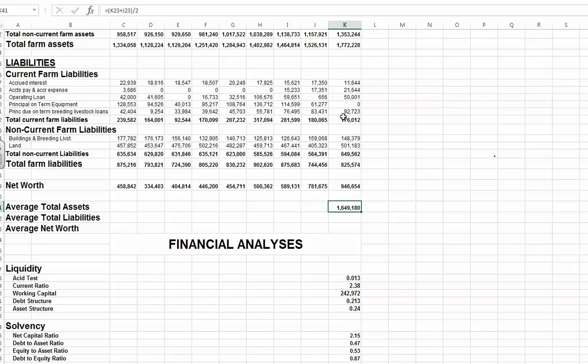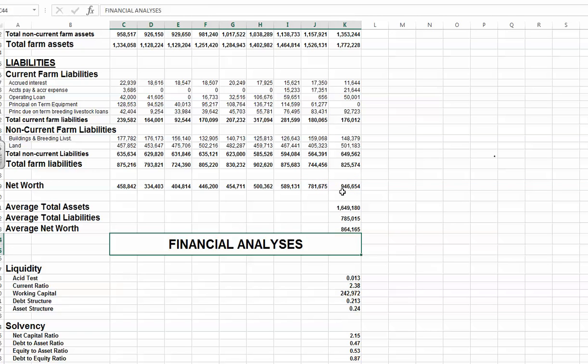So this number is simply the beginning of the year assets and the ending of the year assets added up and divided by 2. All right, I'm going to do the same thing for liabilities. This will be equal to, and I'll open parentheses this time, total farm liabilities at the end of the year, add total farm liabilities at the beginning of the year, and divide by 2. That gives me average debt during the year. And again, I'll do the same thing for net worth. Equals, open parentheses, net worth at the end of the year plus net worth at the beginning of the year, and divide that by 2.